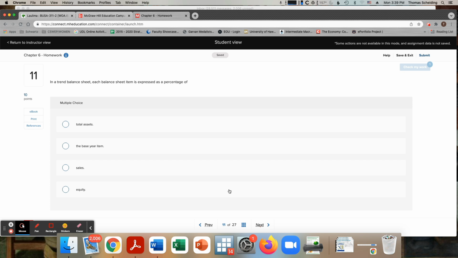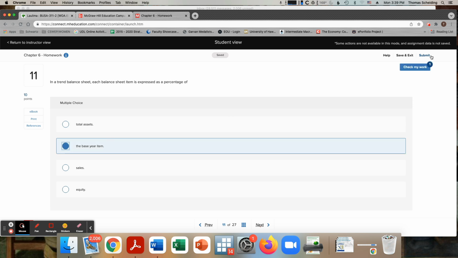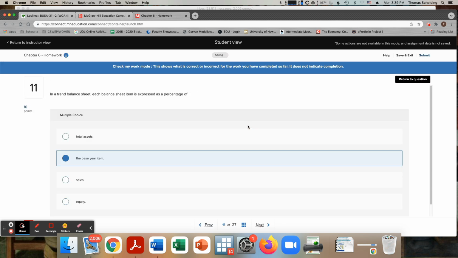Okay, trend balance sheet. This is definitional. I did just talk about it a few questions ago, but in a trend balance sheet, you're taking each balance sheet item as a percent of whatever that base year is. And that's just definitional. There's nothing I can really add to that, besides, look it up.